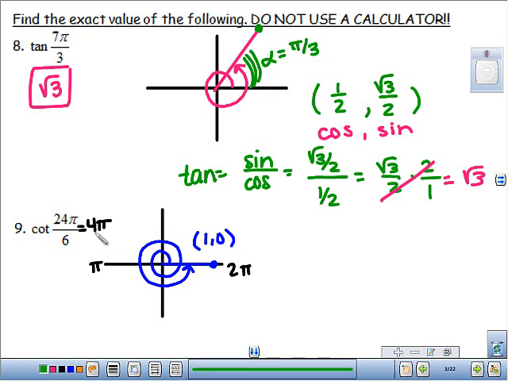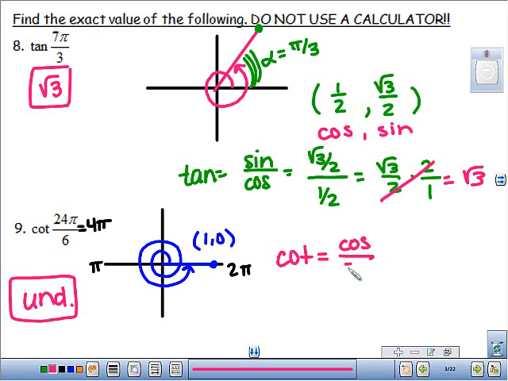Cotangent is the reciprocal of tangent. So again, if you have tangent memorized, you know that tangent here is 0. The reciprocal of 0 is undefined. If you don't have it memorized, you can use your quotient identity for cotangent, and it says it's cosine divided by sine. Cosine is 1, sine is 0. You cannot divide by 0. That's undefined.